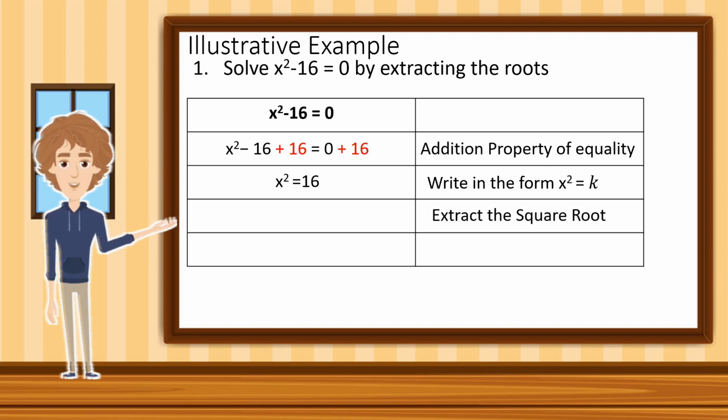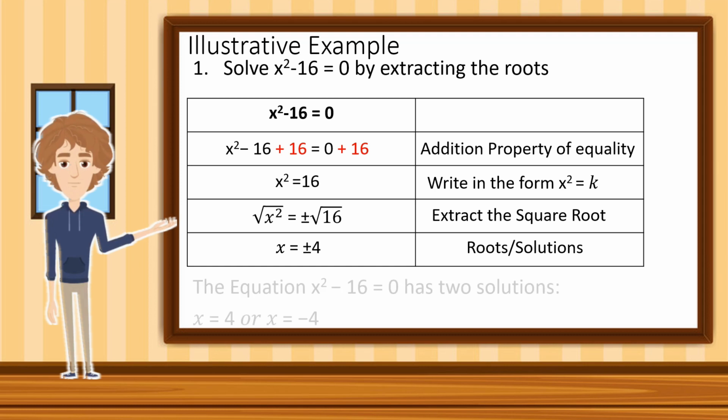Then, it is now time to proceed to extracting the square root, which is square root of x squared is equal to positive or negative square root of 16. So the answer is x is equal to positive or negative 4. And that is our roots or the solutions. The equation x squared minus 16 is equal to 0 has two solutions, which is x is equal to 4 or x is equal to negative 4.